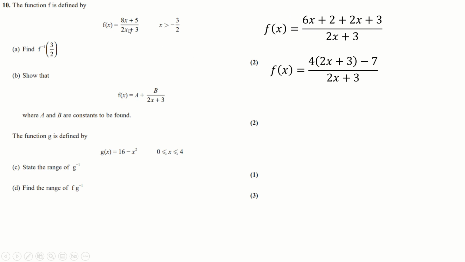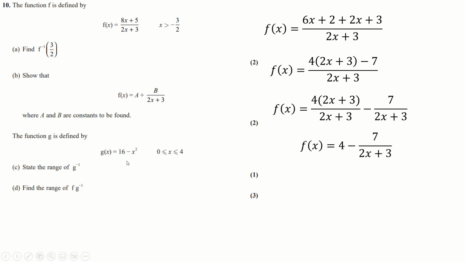Now, again, you can do polynomial division and just immediately end up with a is 4. But I decided to just write this as 4 lots of 2x plus 3. That makes a plus 12, so I have to take away 7 to make this balance. And then I can split the fraction here to make this, because you just bring those fractions together because they have the same denominator. And then this cancels, you get 4 minus this, and that would be the answer.